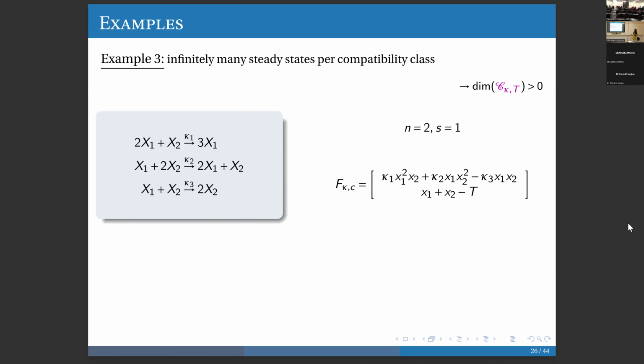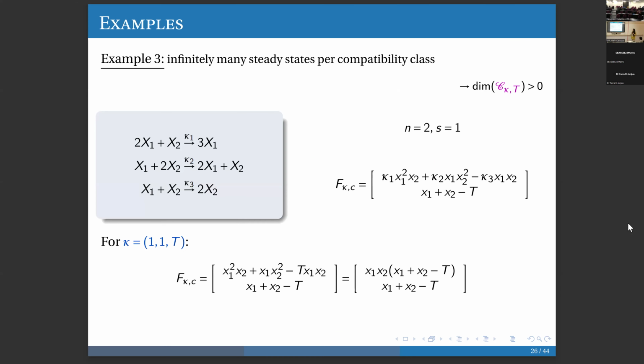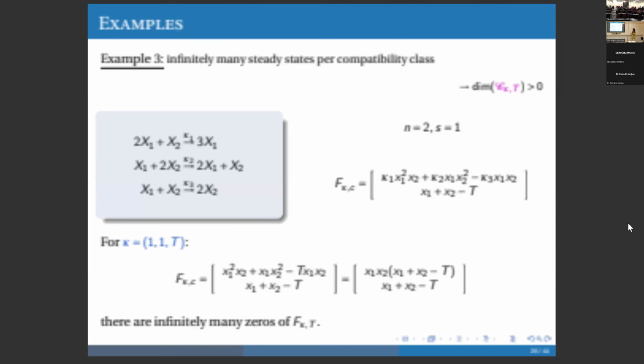This other system is not square, so it has 2 variables. Then I have 2 nonlinear polynomials, but one of them is a multiple of the other, so I can remove it. I add one conservation law. And then I can still find some parameter values. So I fix T. I choose one stoichiometric class, I fix T, and then I take for k, 1, 1, T. Then this system has a whole curve of points given by x1 plus x2 equals T. So I can work out examples where these things happen.